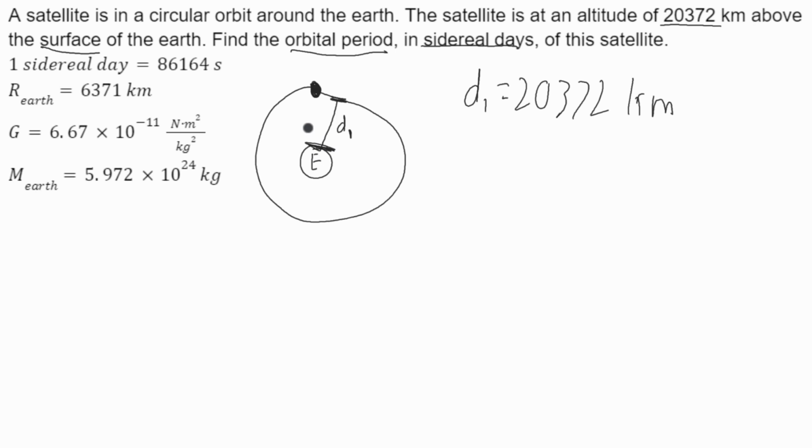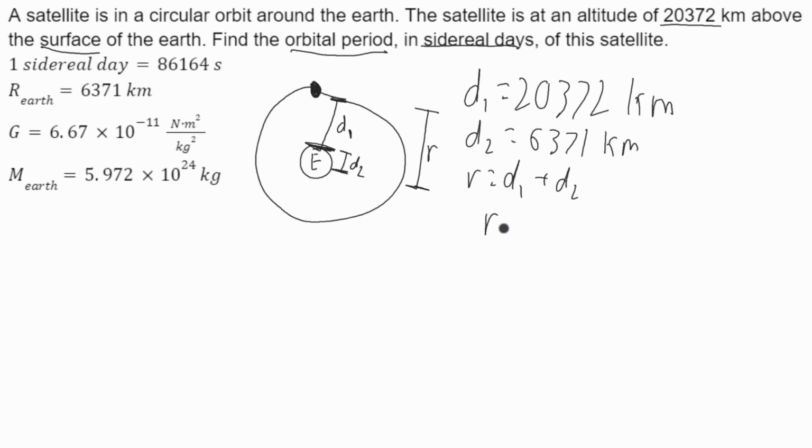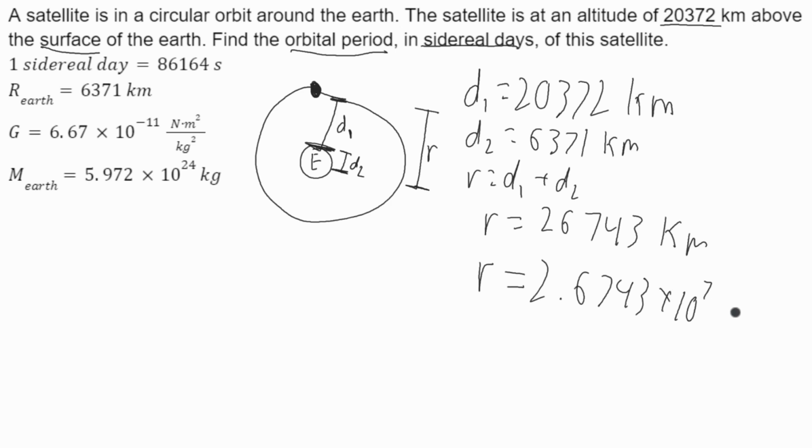But when we do our equation for the force of gravity, we also have to account for the radius of the Earth, which I'll call D2. And D2, which is the radius of the Earth, is 6,371 kilometers. So this entire distance here, which I'll just call R, will be D1 plus D2, and R is going to be equal to 26,743 kilometers. I want to convert this to meters right away because I'm going to plug this into an equation that has a G in it, and G is in meters, so it has to agree in its units. So R will be 2.6743 times 10 to the 7 meters.